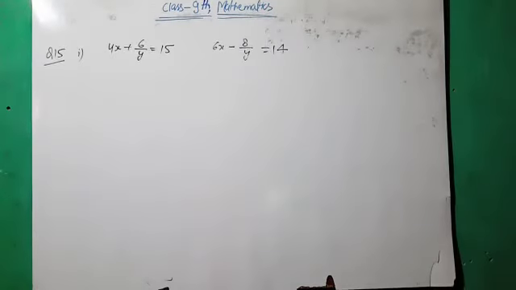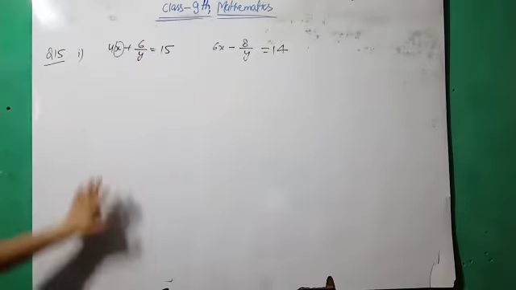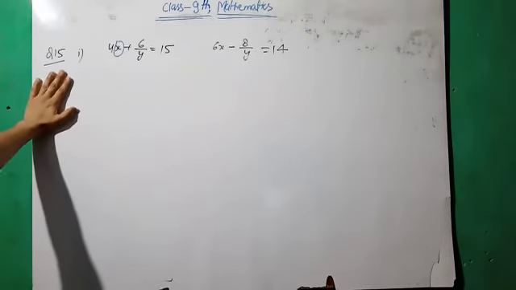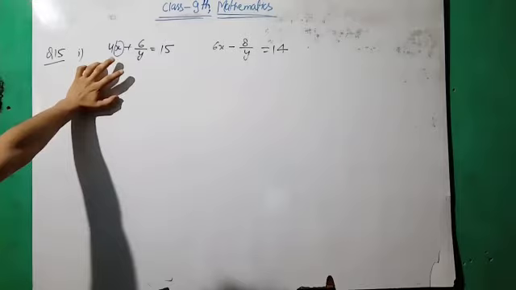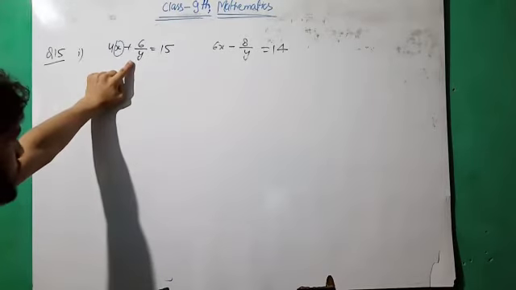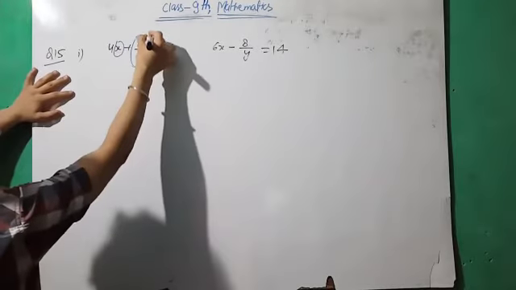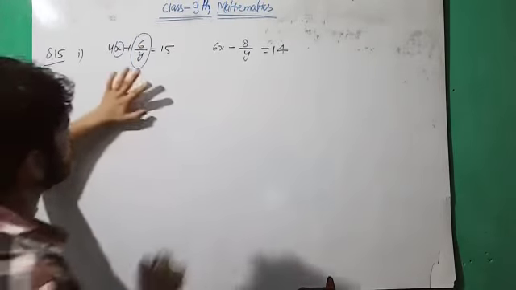Okay, now we have 4x plus 6 upon y equal to 15, question number 15 first part. And 6x minus 8 upon y equal to 14. Here we have x the same as we had already, in some of the questions we did already. So we have to change only 1 upon y here, but not x.